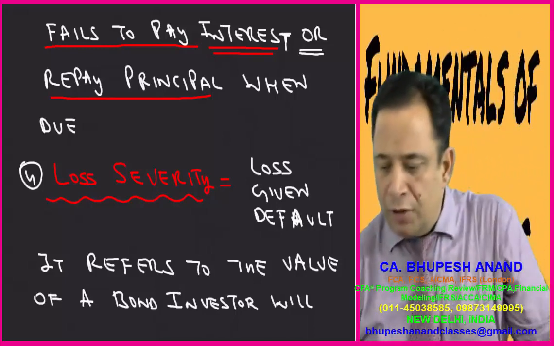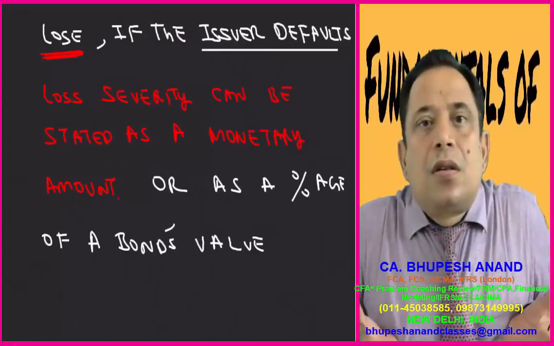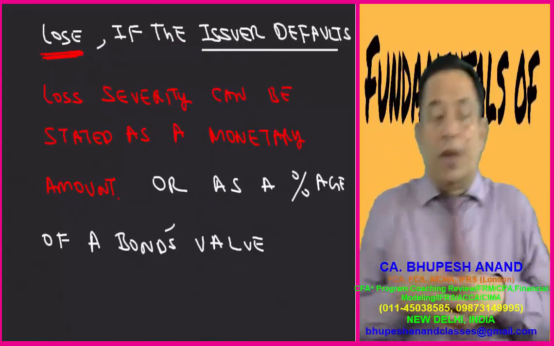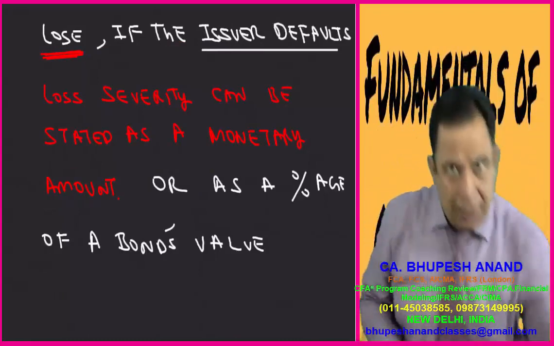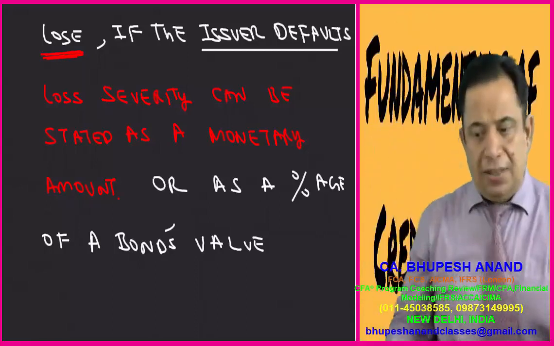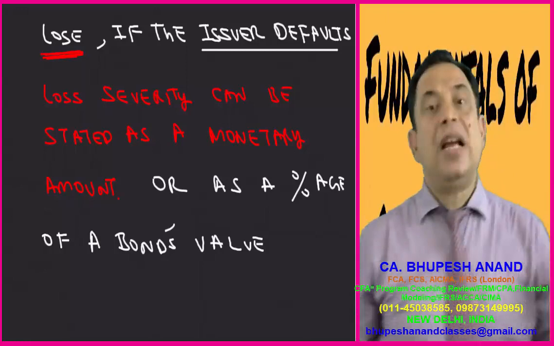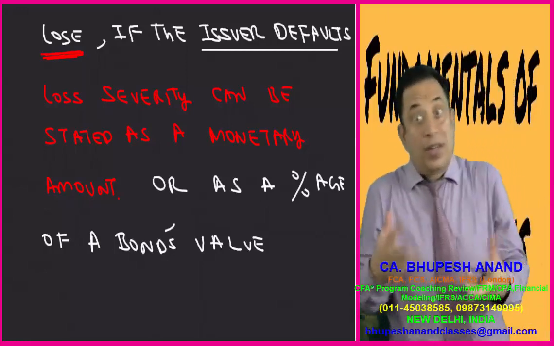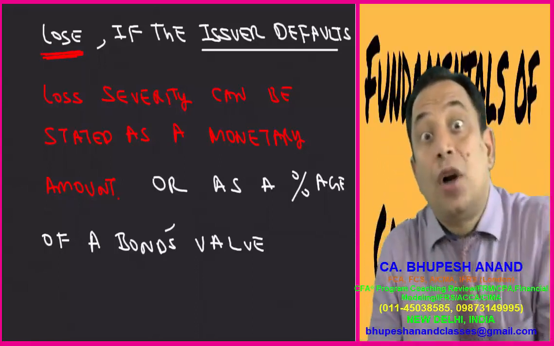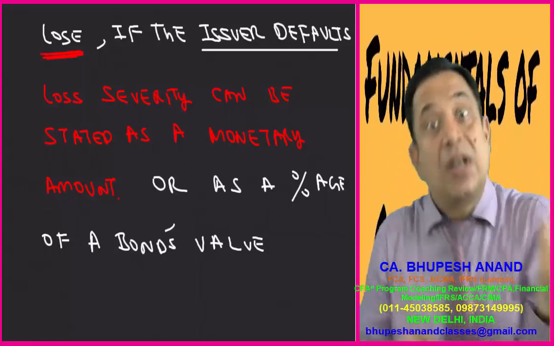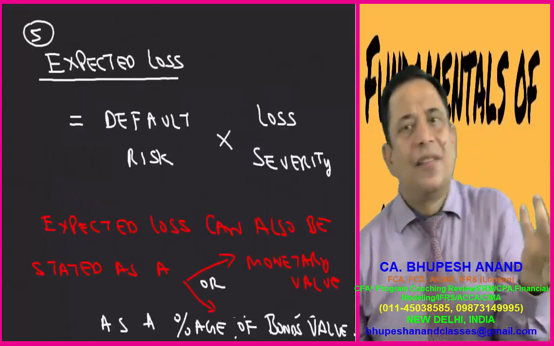It refers to the value of a bond an investor will lose if the issuer defaults. It means condition number 1 must have happened, that there is a default, and then how much he has lost. Loss severity can be stated as a monetary amount. Now we can calculate it in percentage or in a monetary amount, that is how much will be the loss if default is there. So I have taken a case study for that.